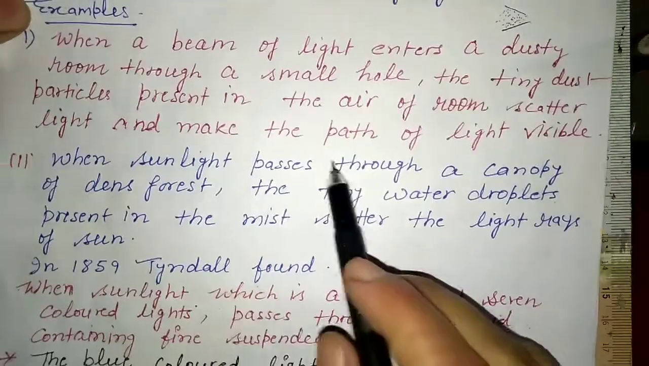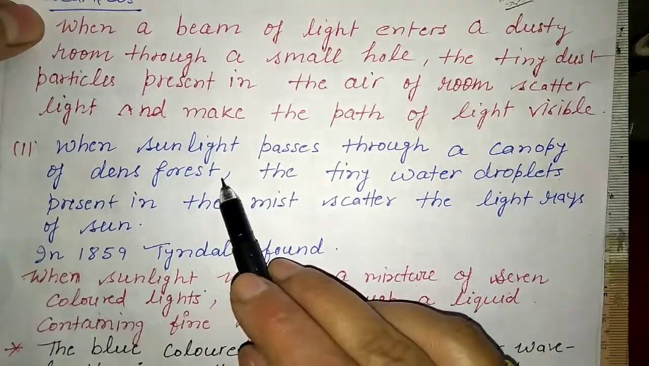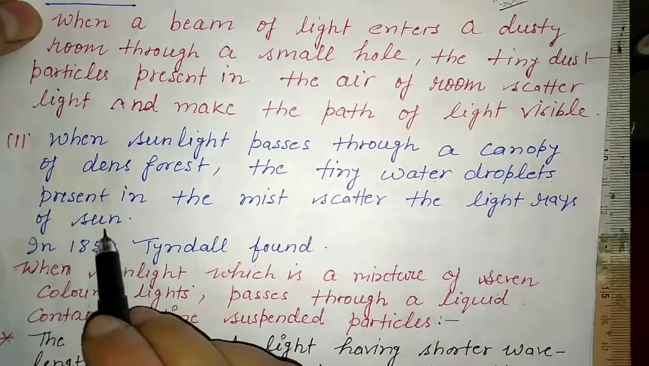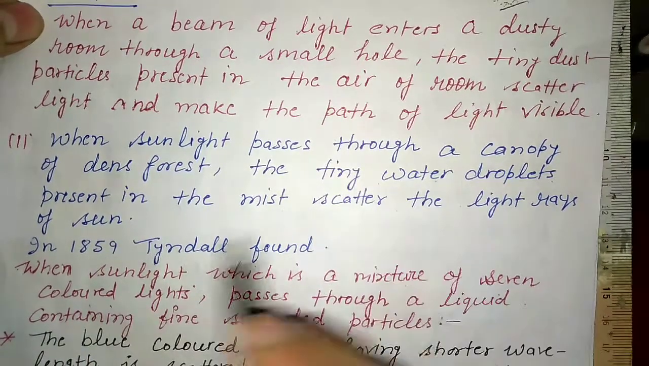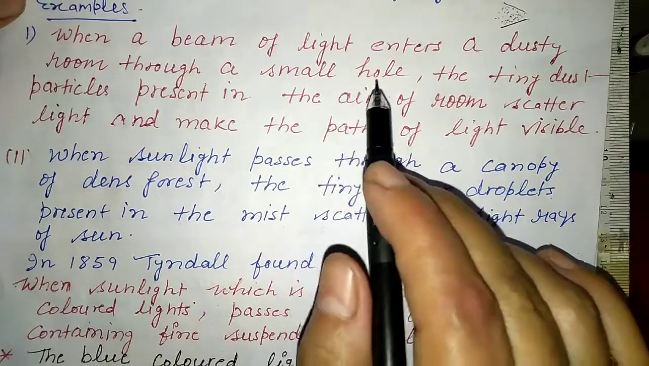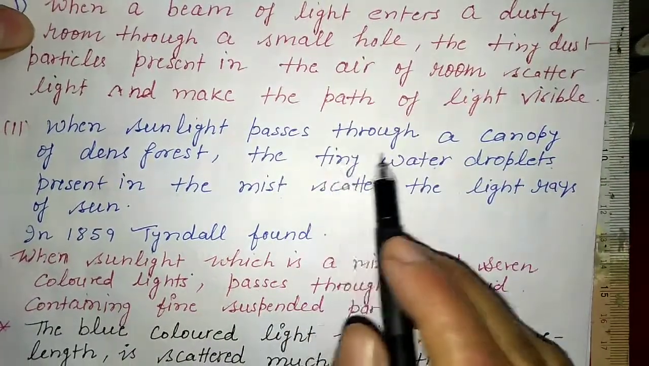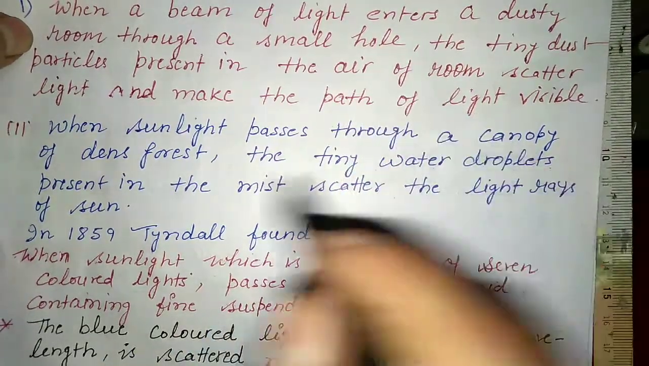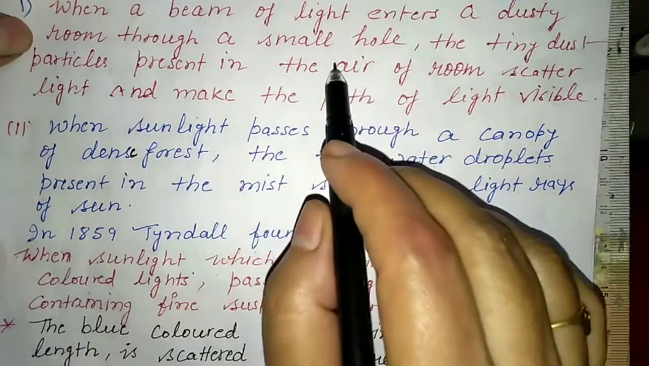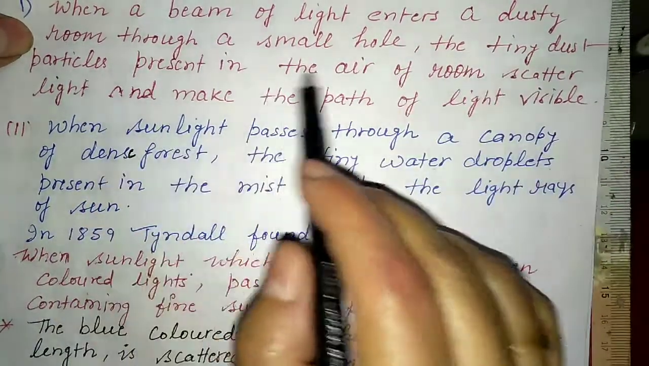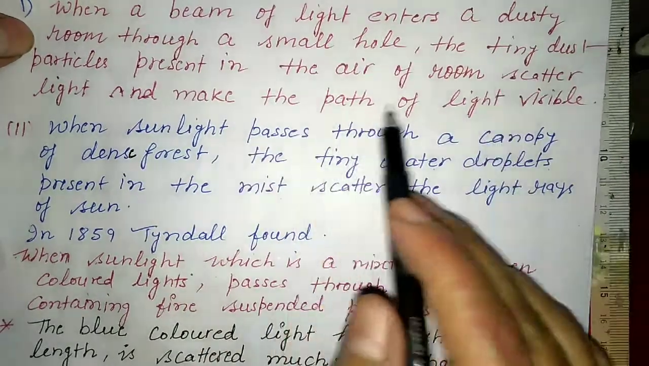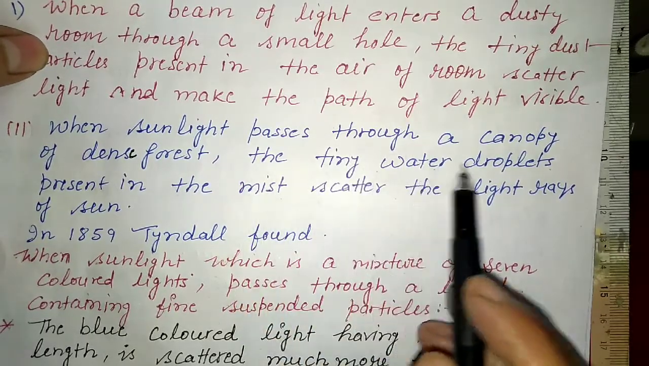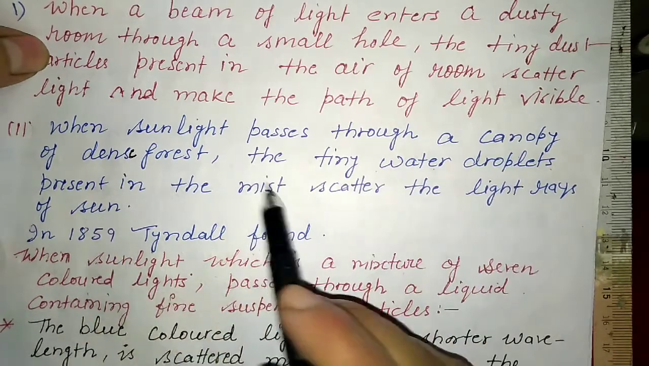When sunlight passes through the canopy of a dense forest, the tiny water droplets present in the mist scatter the light rays of the sun. So this is light coming from a small hole, and this is light coming from the canopy of a dense forest. In the first, the tiny dust particles present in the air of the room scatter the light and make the path of light visible. But when sunlight passes through the canopy of a dense forest, the tiny water droplets present in the mist scatter the light rays of the sun.